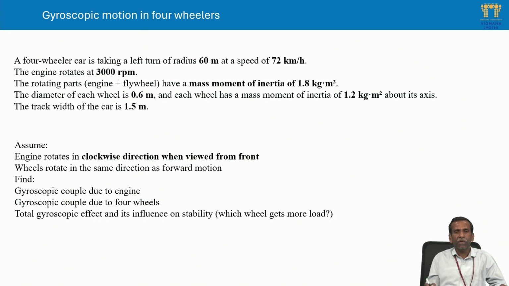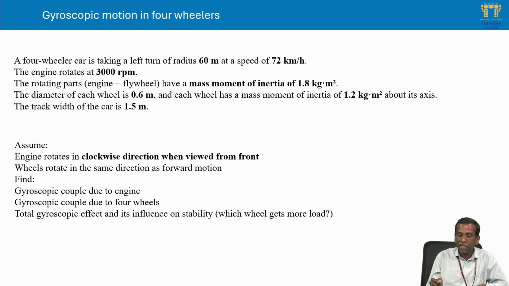So, we know that a four-wheeler car is taking a left turn, with a curve radius of 60 meters and a speed of 72 kilometers per hour. So the vehicle is moving with velocity 72 kilometers per hour in the curve of 60 meter radius. The wheels' speed as well as the engine parts' speed while taking the curve is the same. The entire vehicle speed in the turn is what gives the precession, and with this we can calculate.